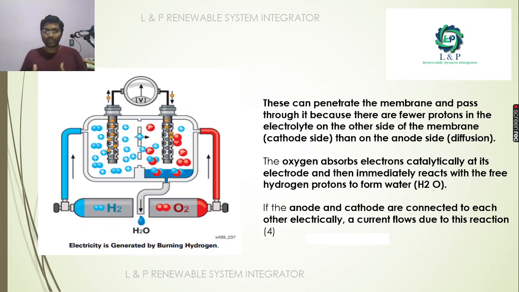So because of this process, what will happen? Energy gets created. The oxygen absorbs the electron at the catalyst on this electrode and then immediately reacts with the free hydrogen protons to form water. So hydrogen and oxygen combining together are forming water as a byproduct. Since the anode and the cathode are connected electrically, the current will flow because of this reaction.